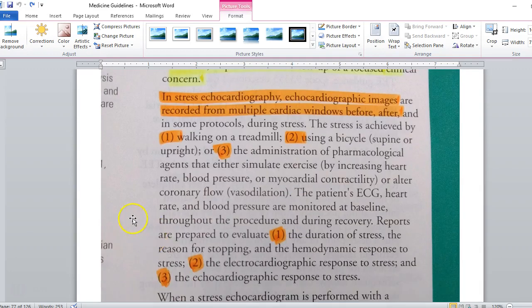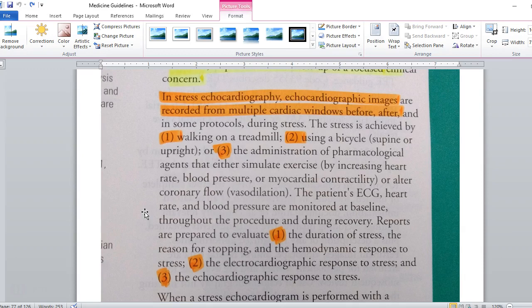Now, other things that we might see here. In stress echocardiography, echocardiographic images are recorded from multiple cardiac windows before, after, and in some protocols during stress. So we were talking about this earlier. The stress is achieved by either walking on a treadmill, using a bicycle, or the administration of a pharmacologic agent that simulates exercise or alters coronary flow. So again, if a patient cannot walk on a treadmill or use a bike or if they can't do it for long enough, then they're going to do the pharmacological stress.